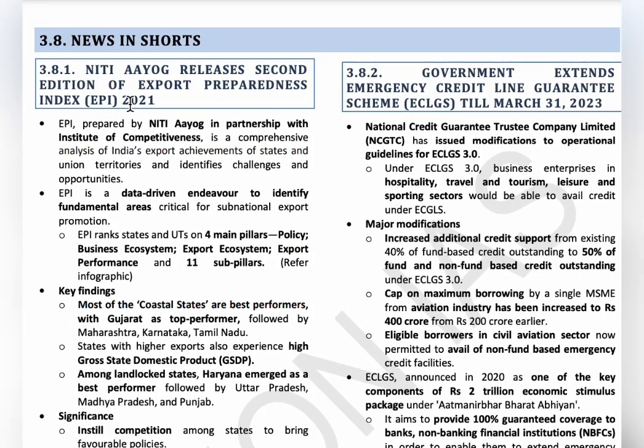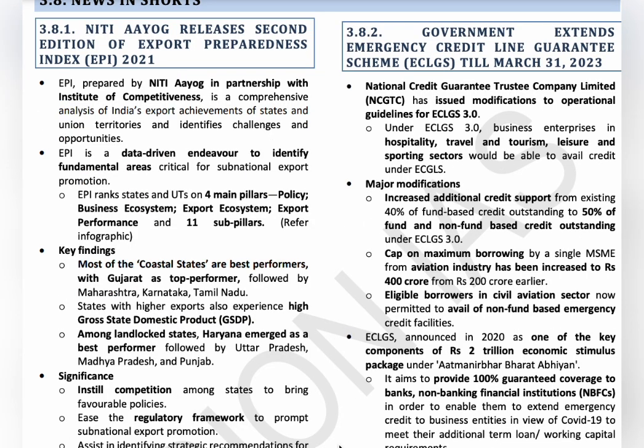The next topic is government extends Emergency Credit Line Guarantee Scheme till March 31, 2023. Under this scheme, businesses and enterprises in sectors like hospitality, travel, tourism, leisure and sporting can get loans to improve their businesses.